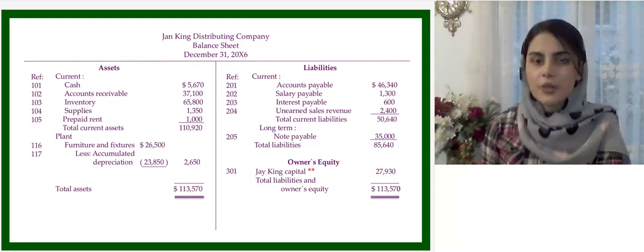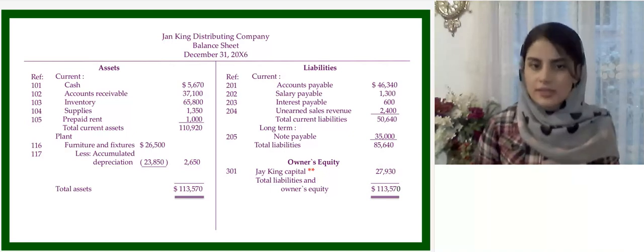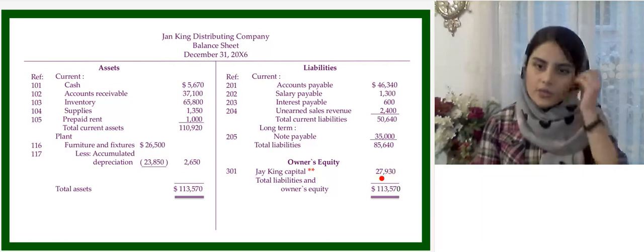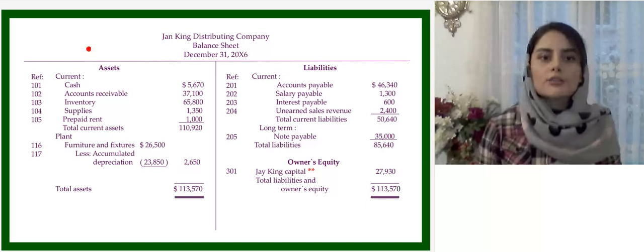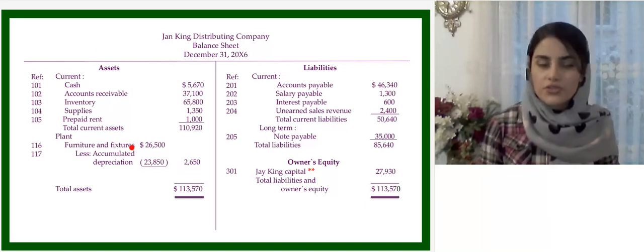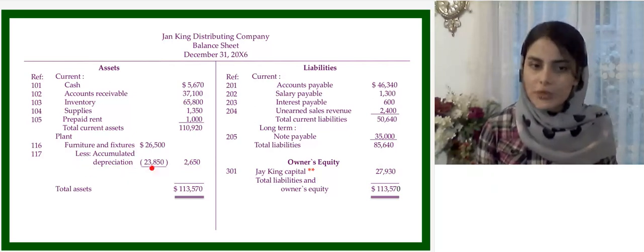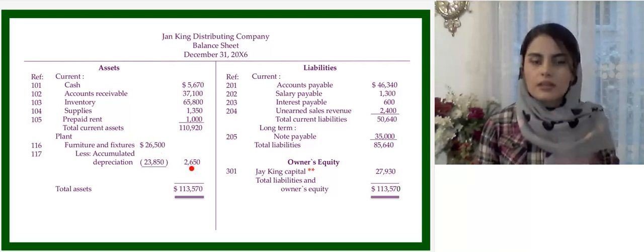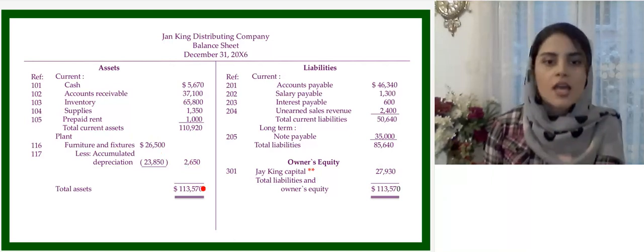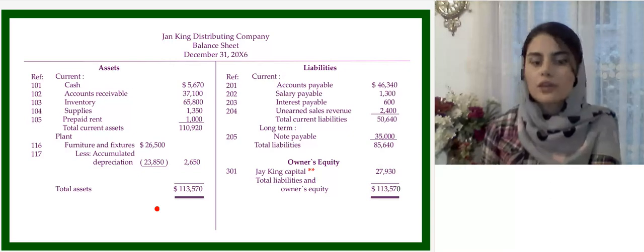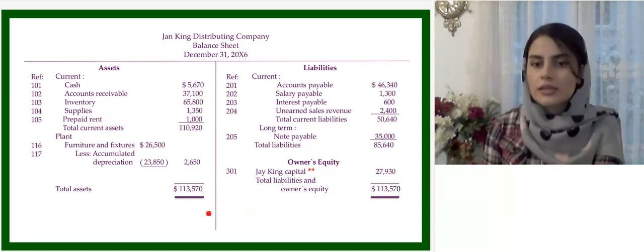In the balance sheet of Janking Distributing Company, we have the assets, liabilities, and owner's equity, and the capital, which we had on the statement of owner's equity, should be here. And for the assets, we have furniture and fixtures, and we had accumulated depreciation, so we should less accumulated depreciation. That gives us 2,650. So the total amount of assets is 113,570. So the total assets equal total liabilities and owner's equity.